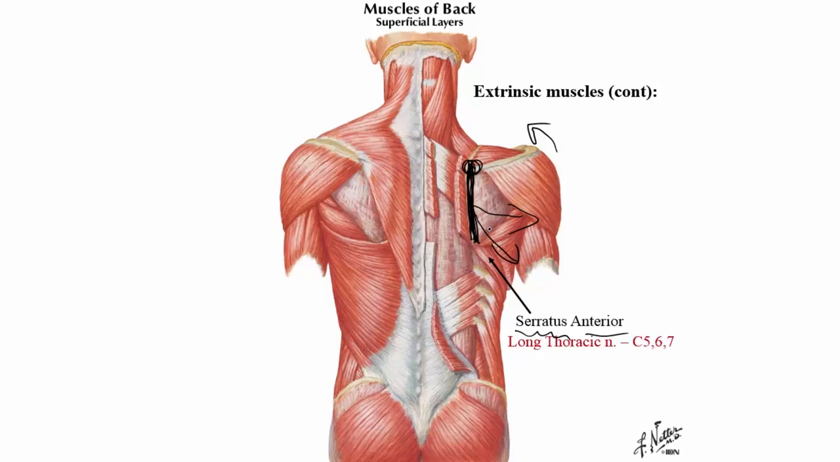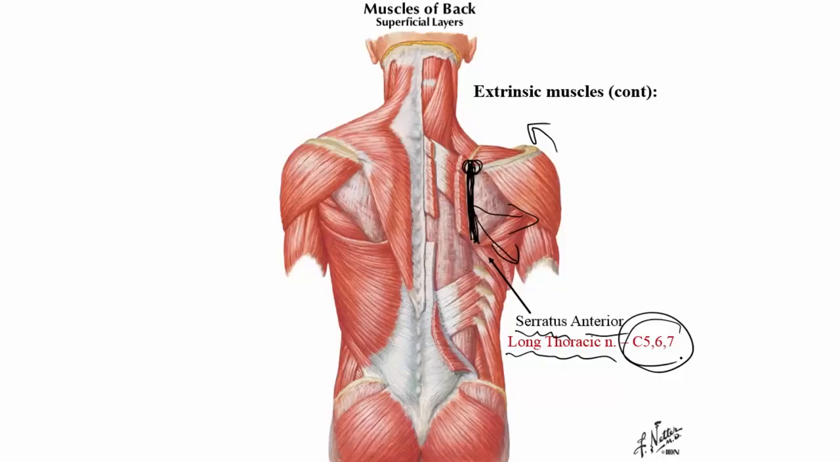So the nerve supply to this is called the long thoracic nerve. It comes from the proximal part of the brachial plexus, C5, C6, and C7. And it travels down through the neck, and it travels through the axilla to get to the lateral side, the external surface, the superficial part of the serratus anterior.